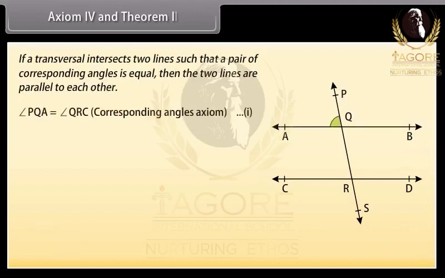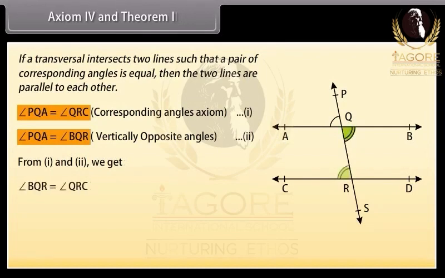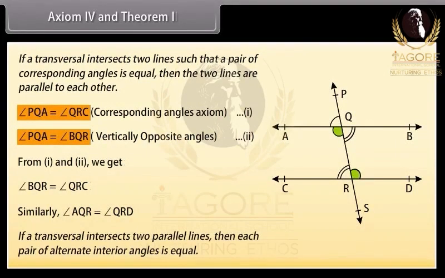We know that angle PQA is equal to angle QRC by using corresponding angles axiom. Mark it as 1. Also, angle PQA is equal to angle BQR because these are vertically opposite angles. Mark it as 2. So from 1 and 2 we may conclude that angle BQR is equal to angle QRC. Similarly, angle AQR is equal to angle QRT. This result can be stated as a theorem, which is, if a transversal intersects two parallel lines, then each pair of alternate interior angles is equal.